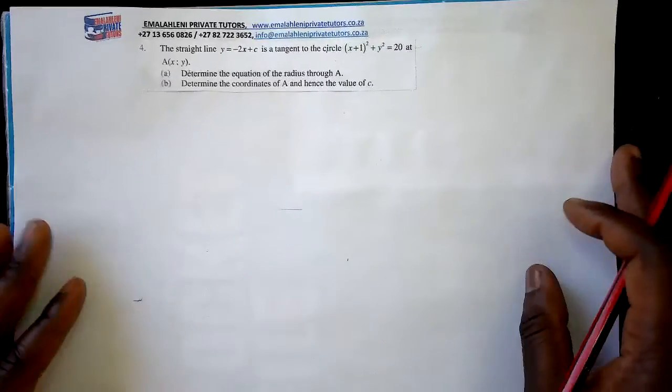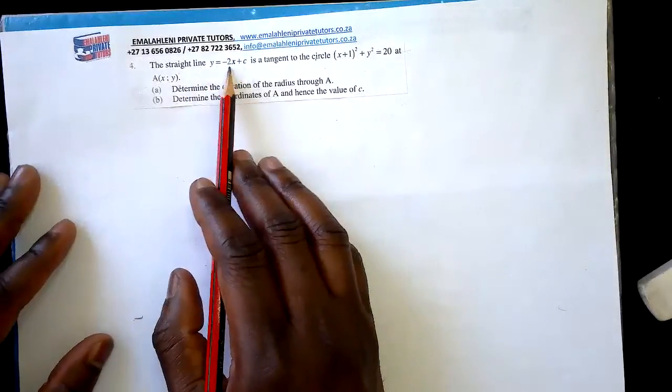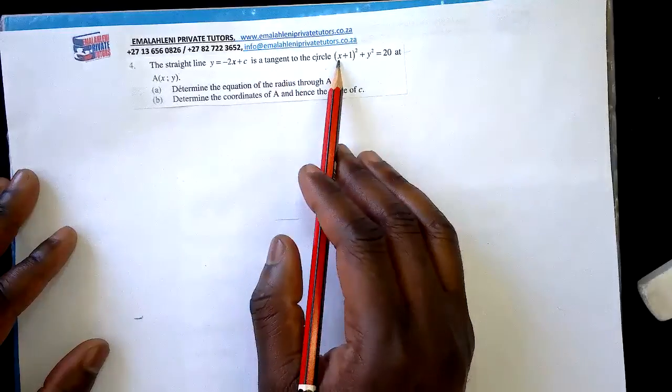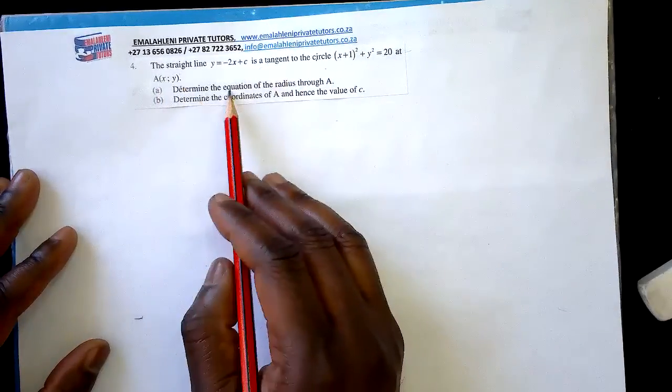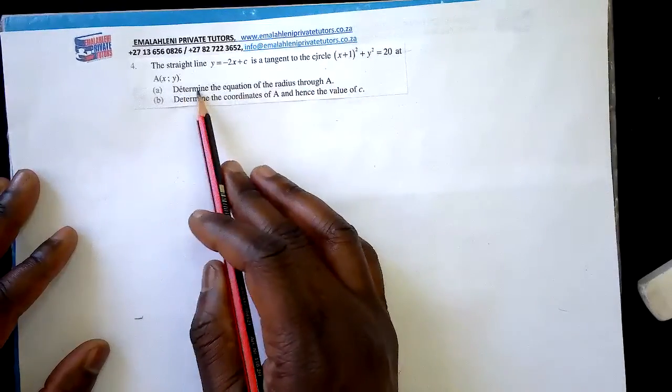Okay, now let's move on to the next slide. Now on the next slide here, what do we have? We've got a straight line y equals negative 2x plus c, which is a tangent to the circle at A, which is (x, y). Determine the equation of the radius through A. Equation of the radius.